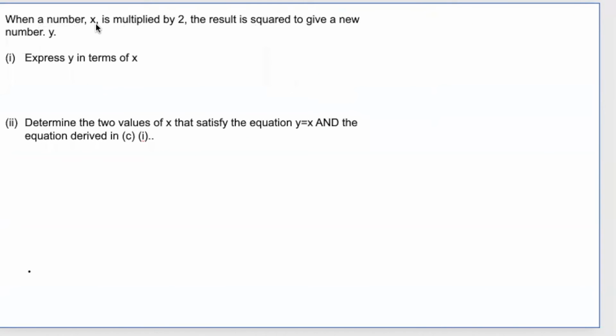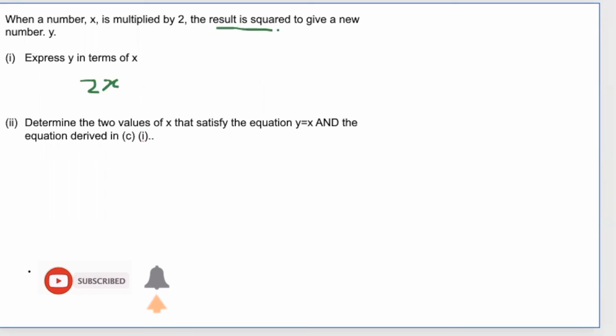When a number x is multiplied by 2, the result is squared to give a new number y. We need to express y in terms of x. We are going to transform the worded problem into an algebraic form. When we say x is multiplied by 2, that means 2x. So I will rewrite this as 2x.